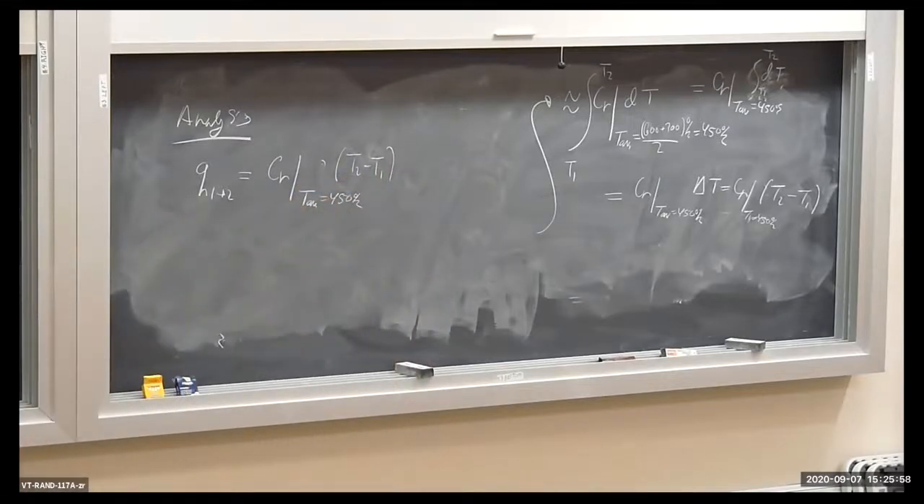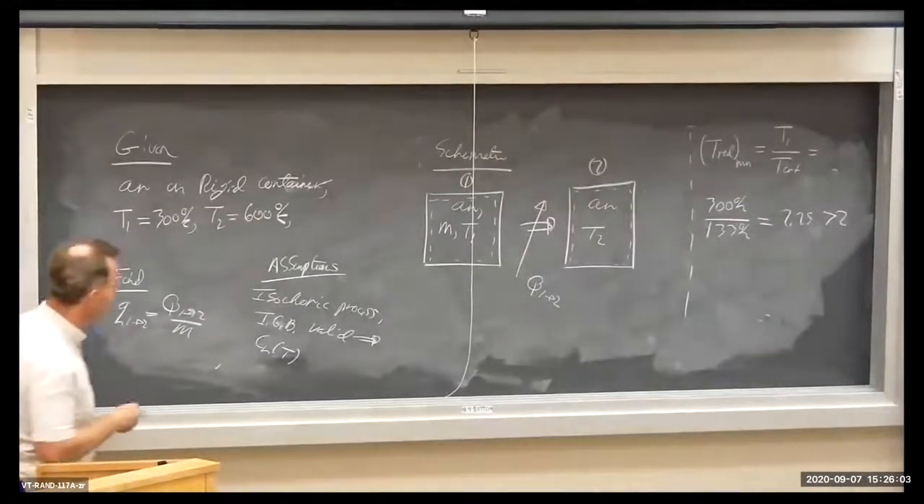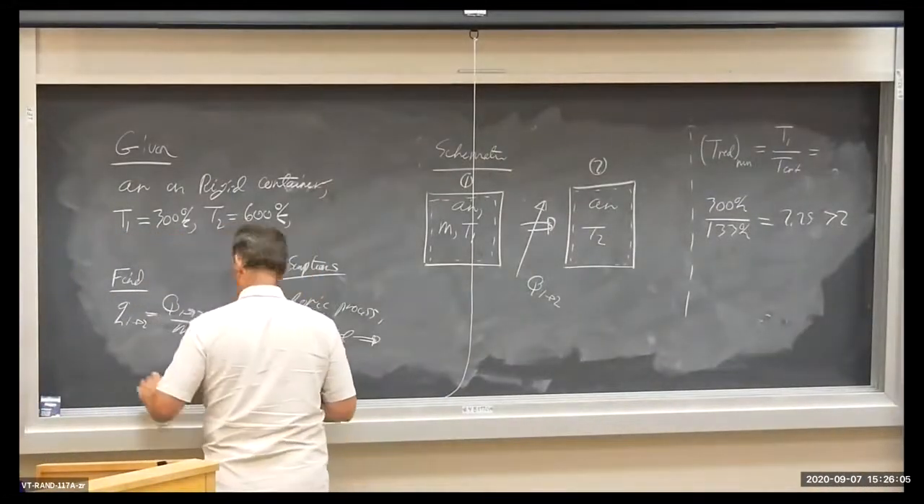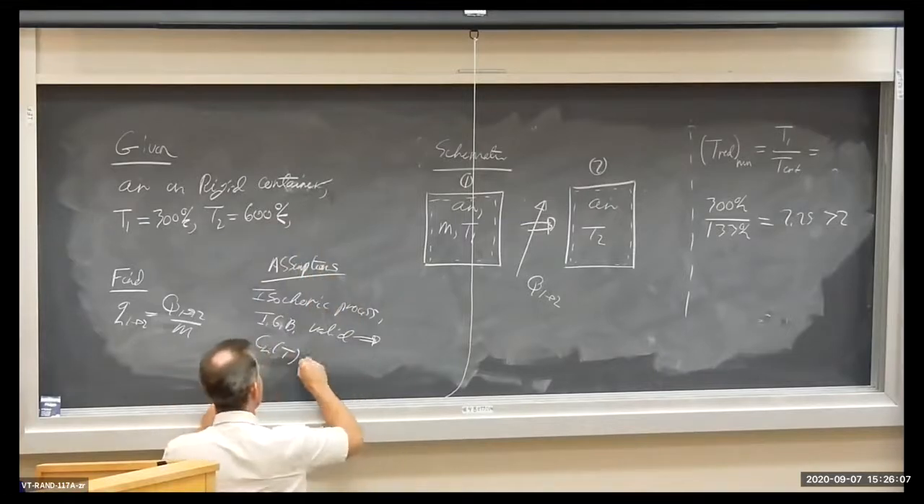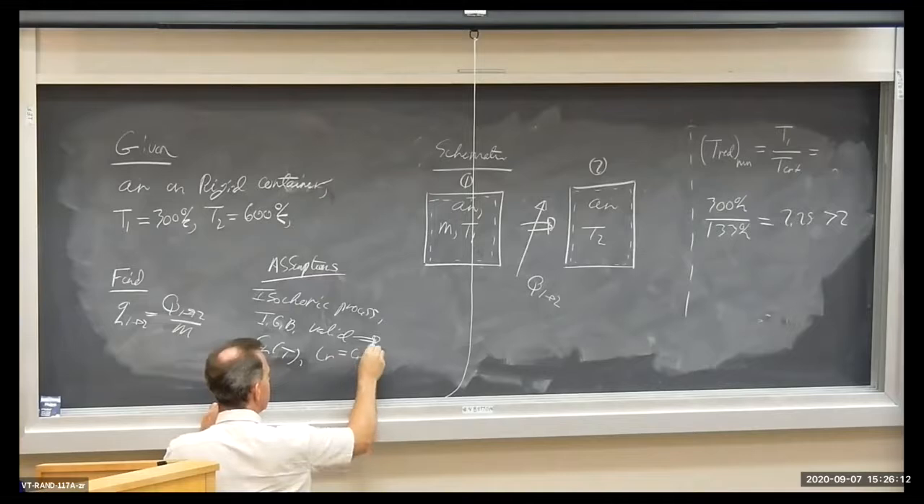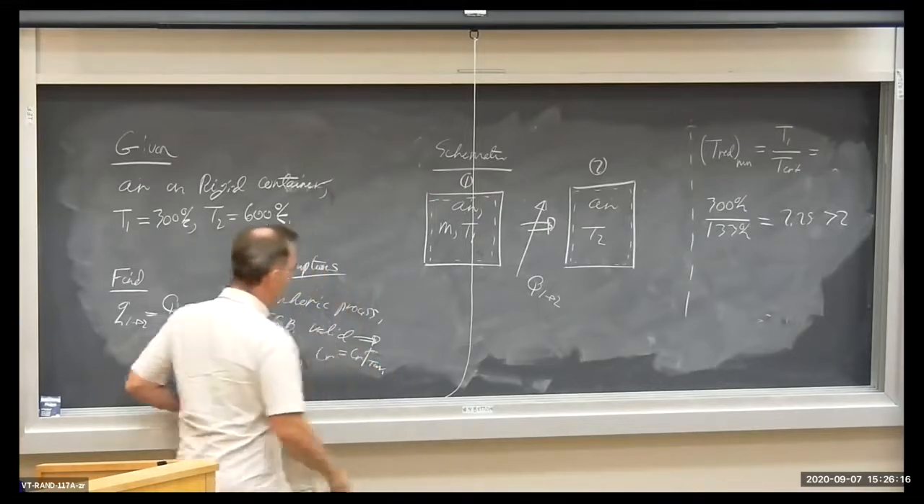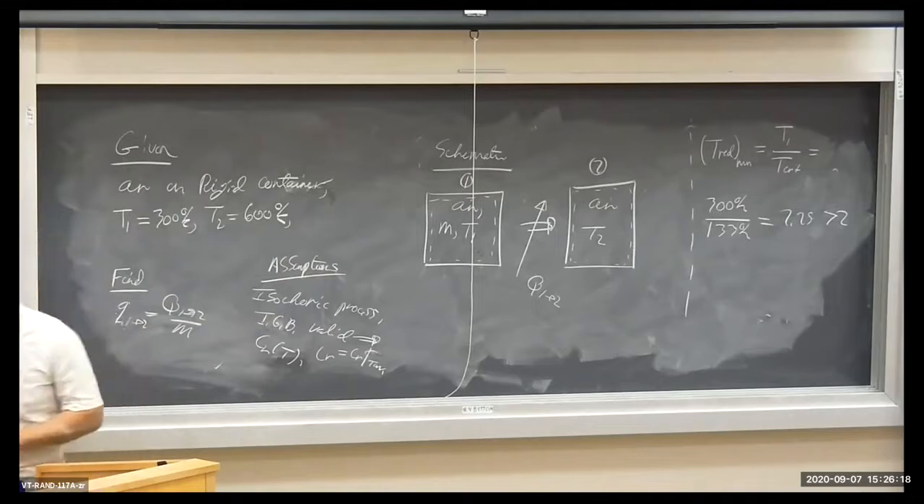Now, we've chosen to average the specific heat, so maybe we better put that in our assumptions. Cv is equal to Cv at T average. So we're going to evaluate the specific heat, make it a constant so we can pull it out of the integral, and evaluate it at the average temperature.